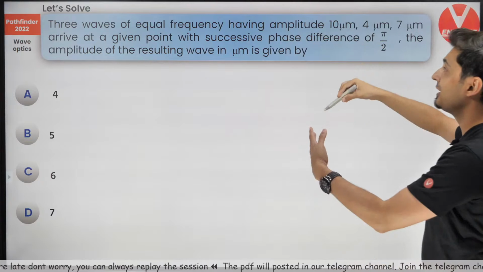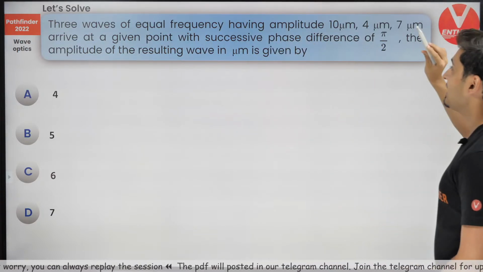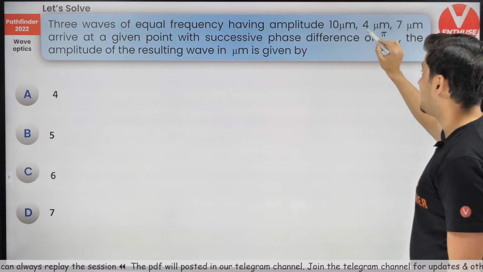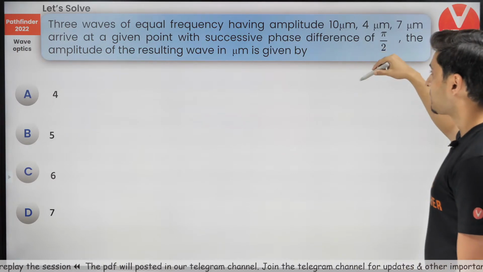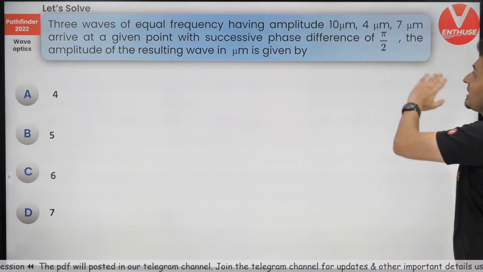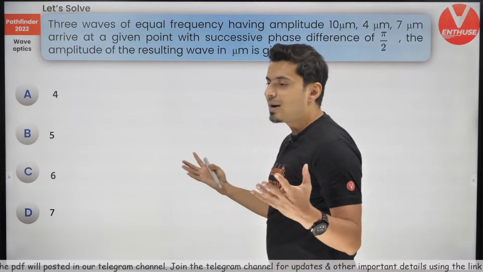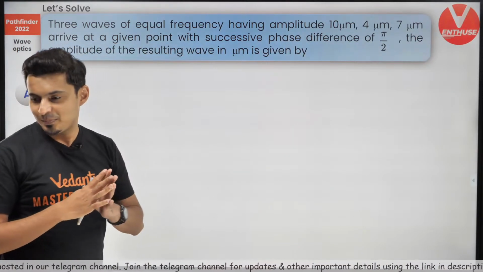Three waves are interfering and they have the same frequency, but their amplitudes are different: 10, 4, and 7 micrometer. Their successive phase difference is pi by 2 radian. What is the amplitude of the resultant wave?